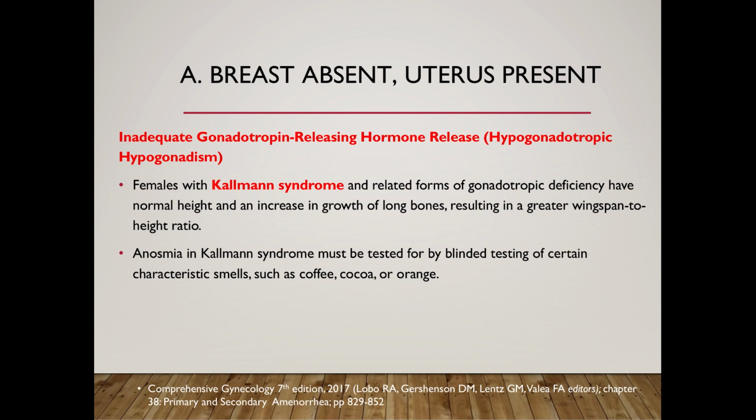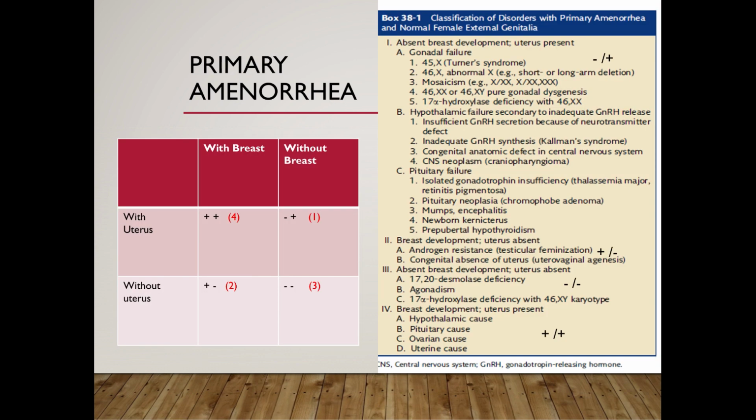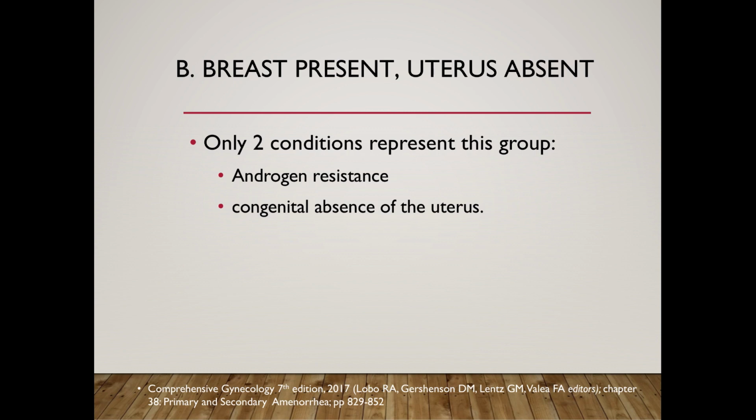Females with Kallmann syndrome and related forms of gonadotropin deficiency have normal height and an increase in growth of long bones, resulting in a greater wingspan to height ratio. Anosmia in Kallmann syndrome must be tested for by blinded testing of certain characteristic smells such as coffee, cocoa, or orange. Now, the next classification will be patients with breast but no uterus. Only two conditions represent this group: patients with androgen resistance or patients with congenital absence of the uterus.